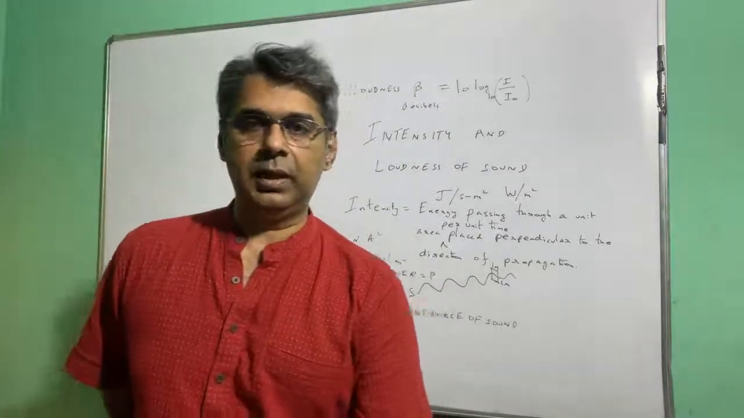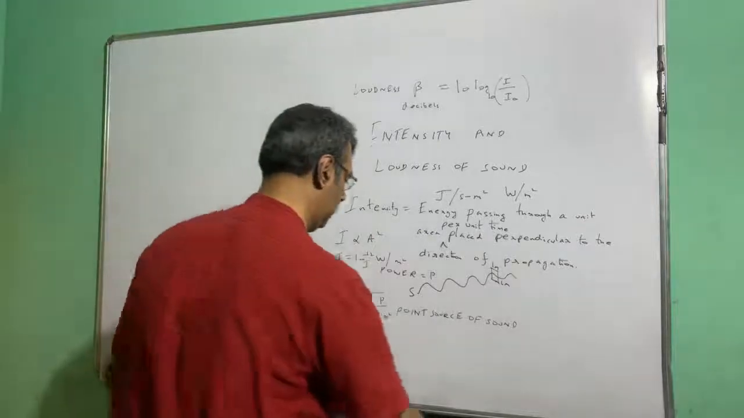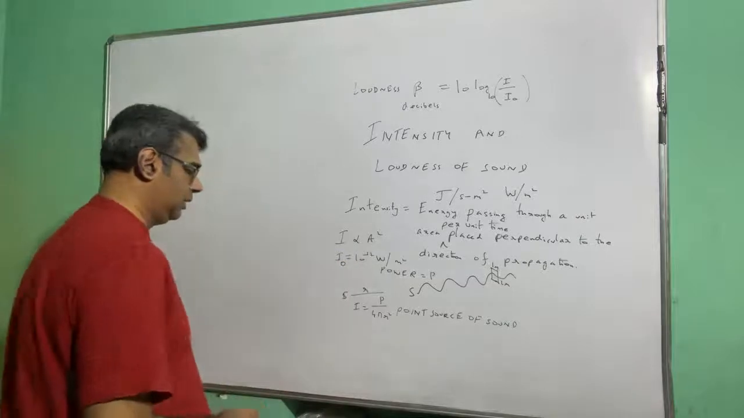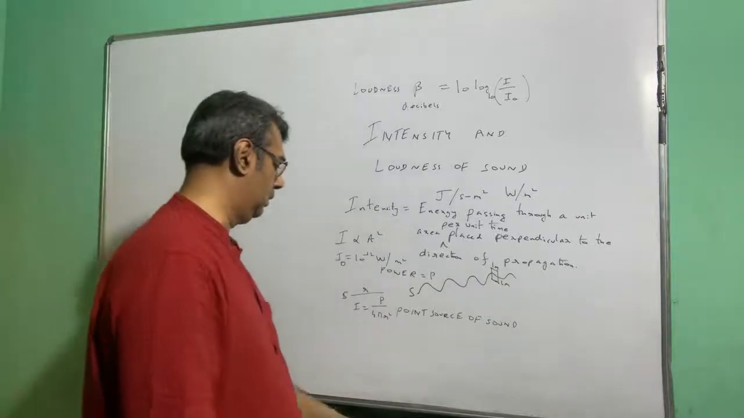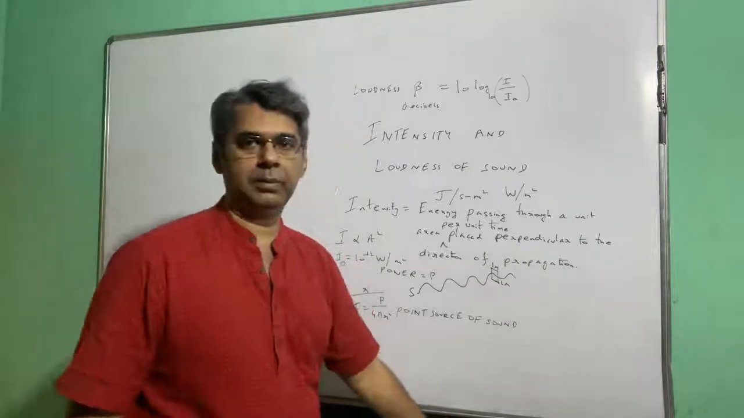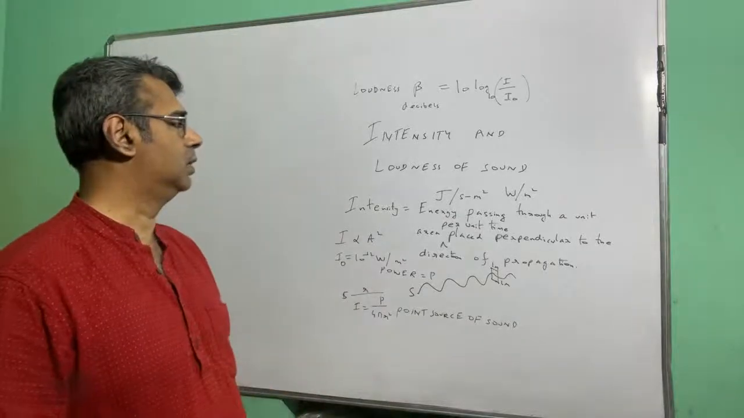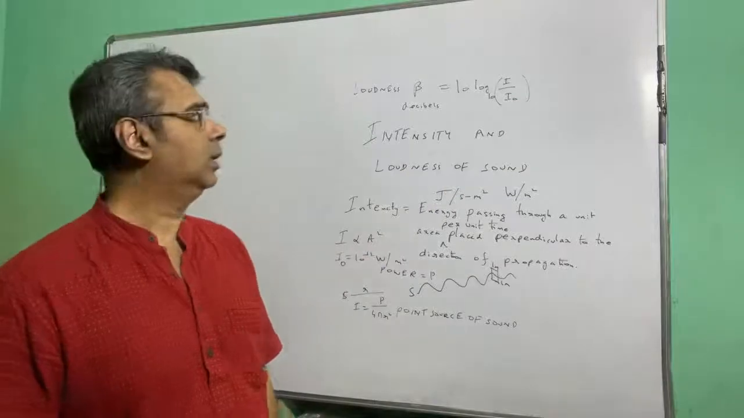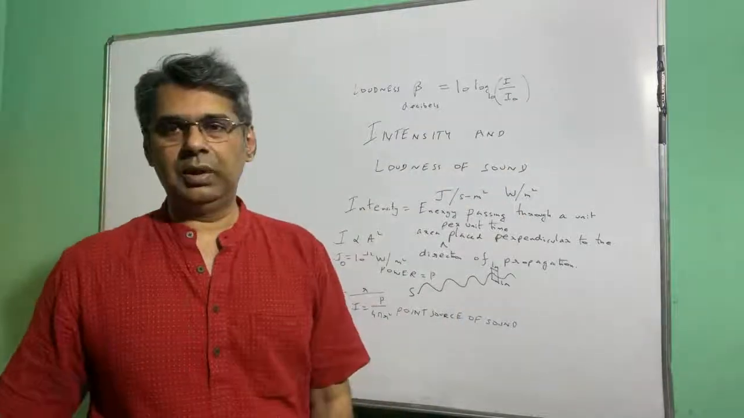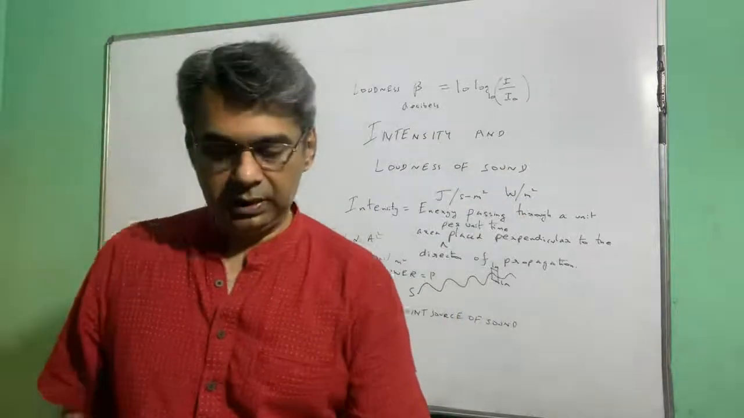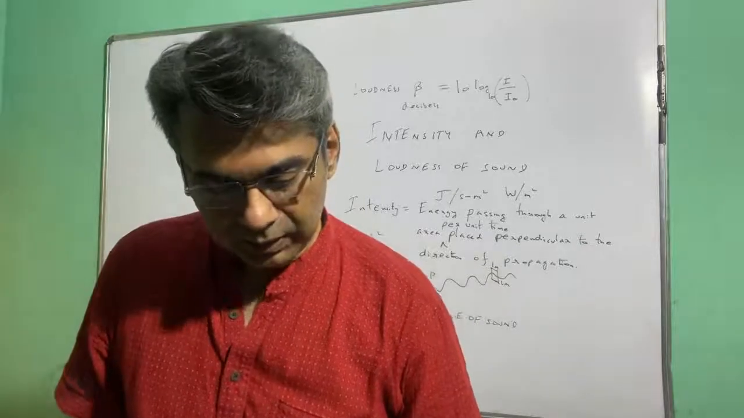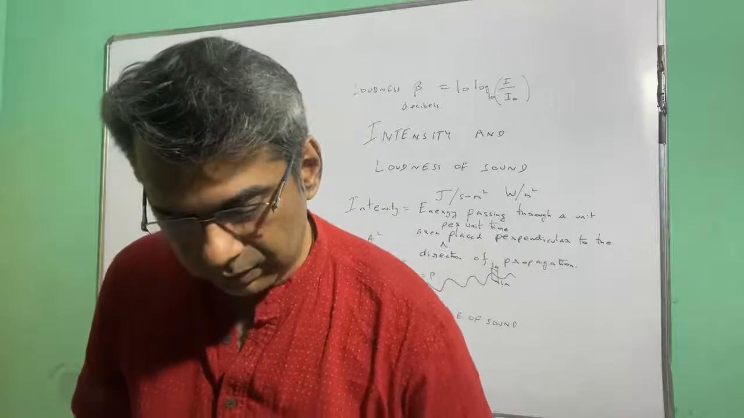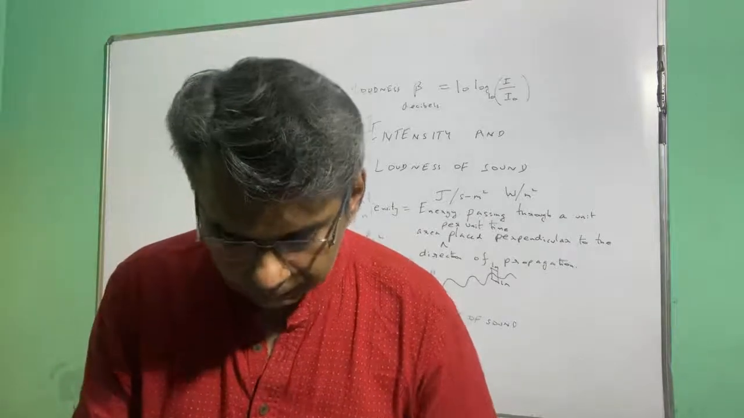Now I0, I told you, is the reference value. In fact, this is what we call I0. This is I0, 10 to the power minus 12 watt per meter square. So you put I0 here, you put I, whatever is the value, and you do this calculation, and you will get something which you can relate to in day-to-day life. Just to give you an idea of how we can relate to this value.